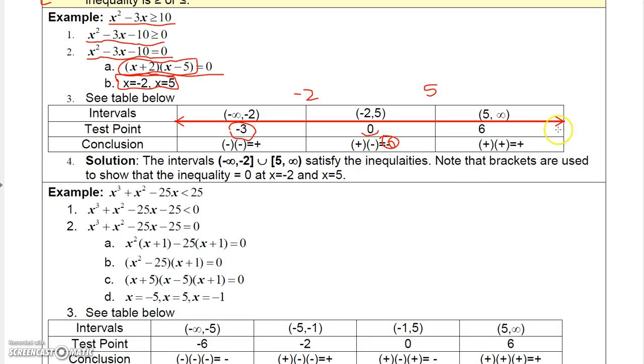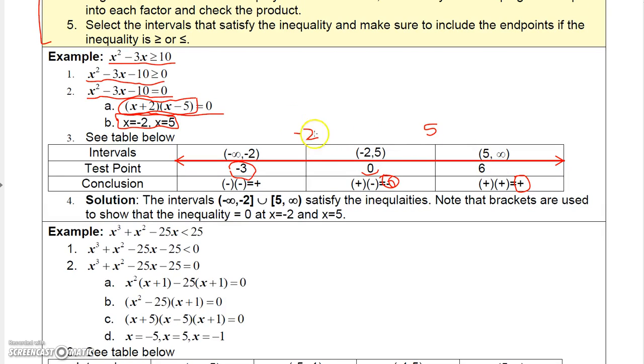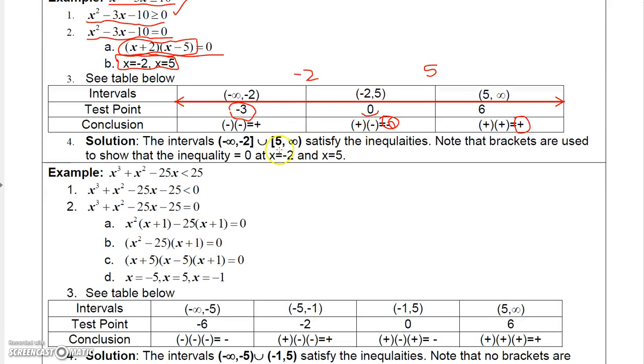And then if I plug a number to the right of 5, like 6 in, I'm going to get a positive times a positive, 8 times 1. So it's going to be a positive number. So the result's positive. Now I wanted to know when this expression x squared minus 3x minus 10 was greater than or equal to 0.